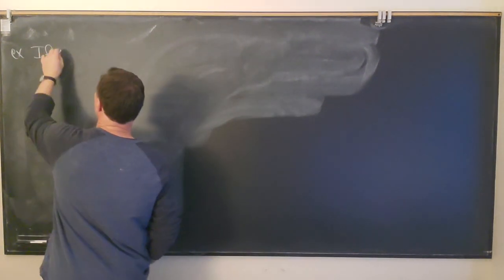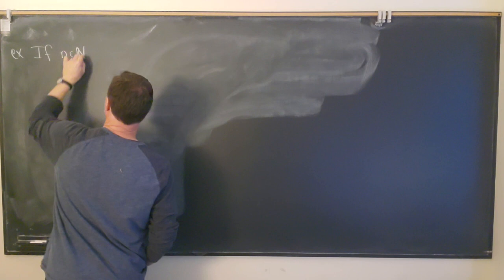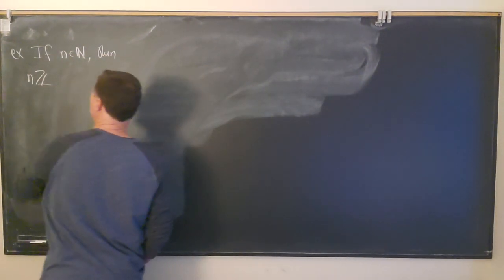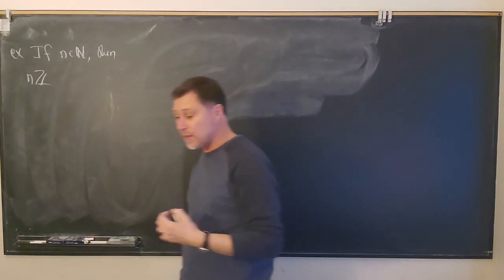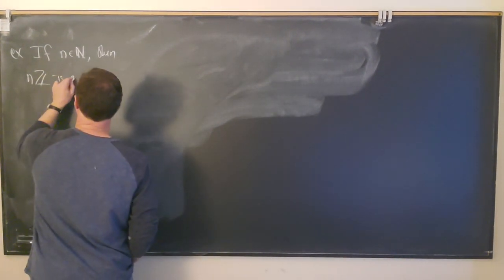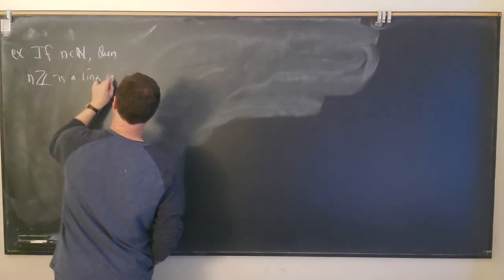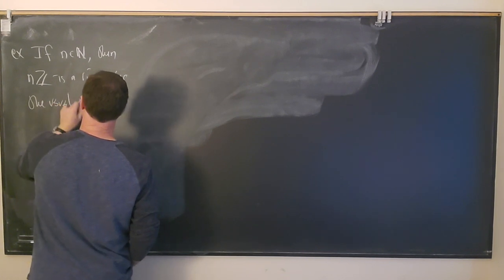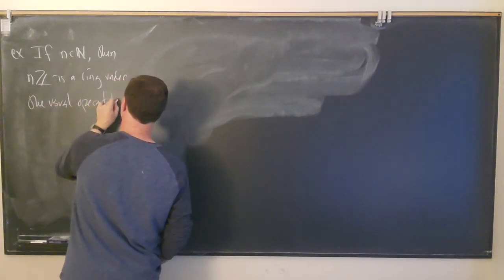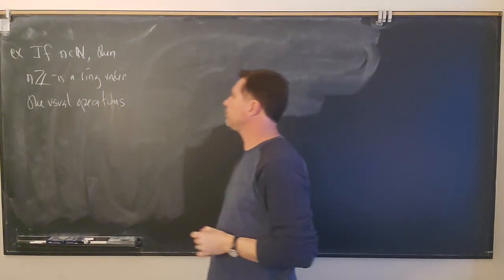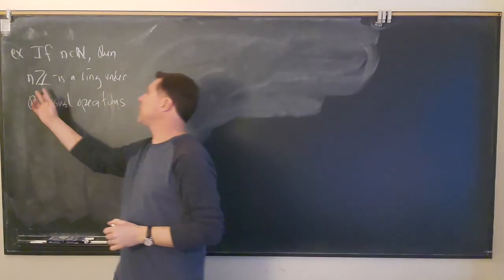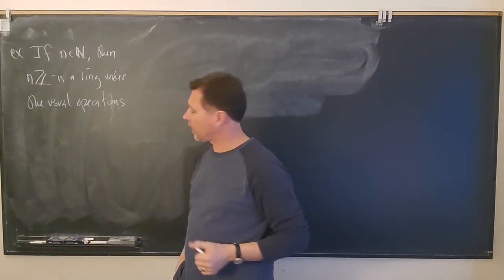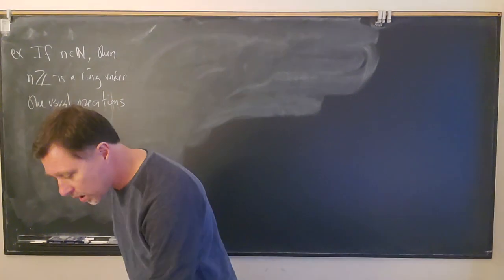So if n is a natural number, then you can think of nZ, the multiples of n. This is a ring under the usual operations. Right? Multiples of n, you can add them, you can multiply them, you're going to get a multiple of n in each of those cases, and so you can verify by going through all the axioms.